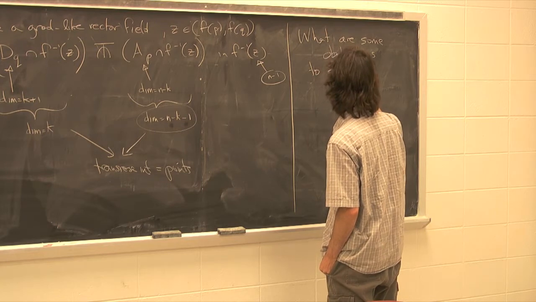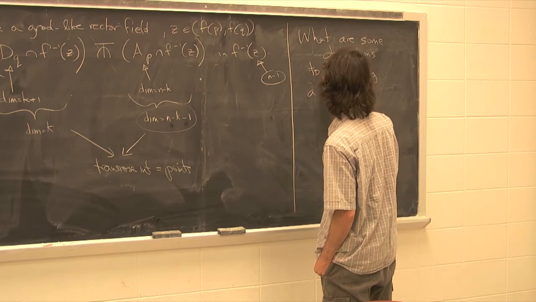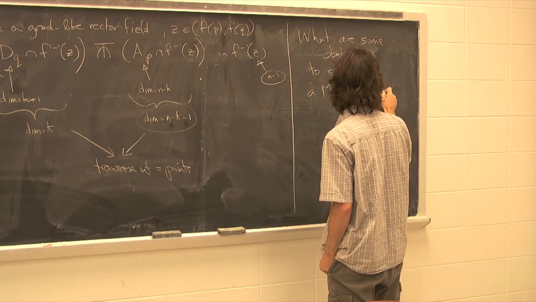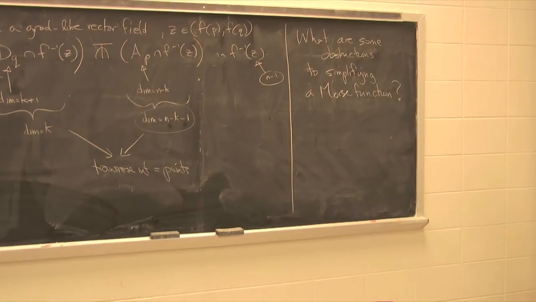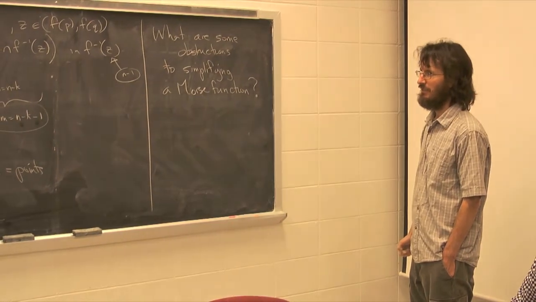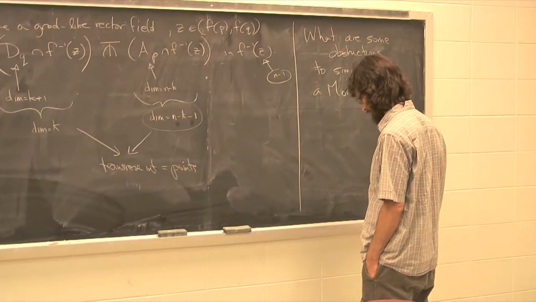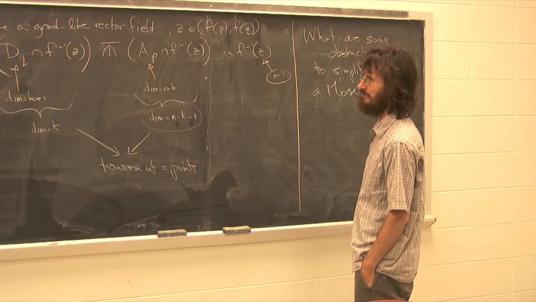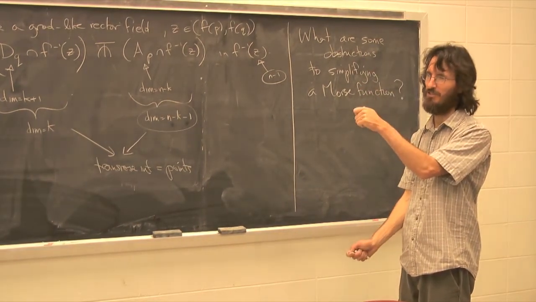Cancellation is a way to simplify a Morse function. By simplify, I mean reducing the number of critical points. So you could say that not having exactly one flow line between two critical points is an obstruction to simplifying.